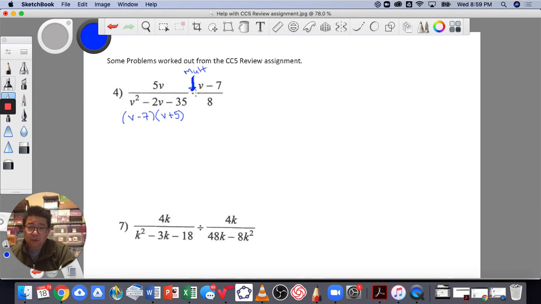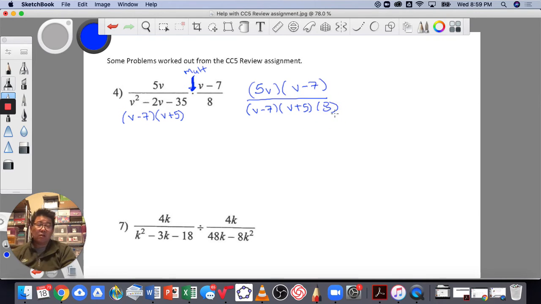So pretty much, if you guys remember, when we multiply across, we're just going to write it all out. 5v over here, this will be v minus 7 all over, and I just usually write everything all together. So it'll look something like this: v plus 5 times 8. Okay, so this pretty much is almost done.